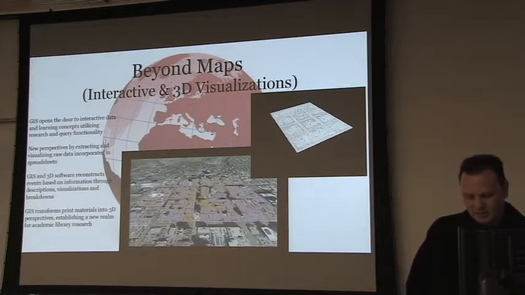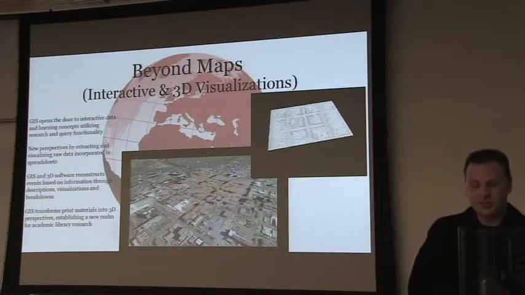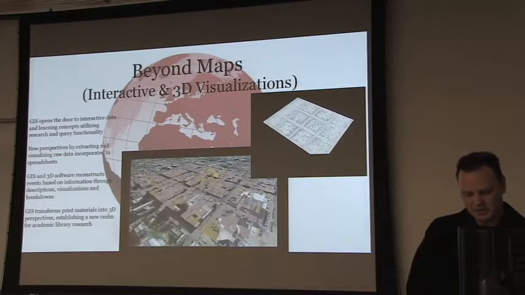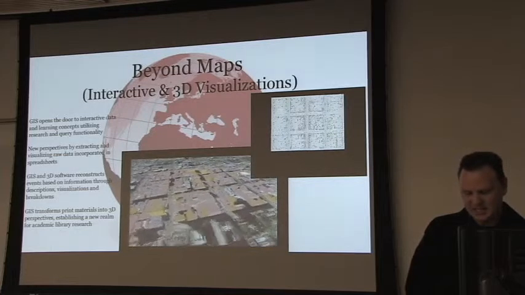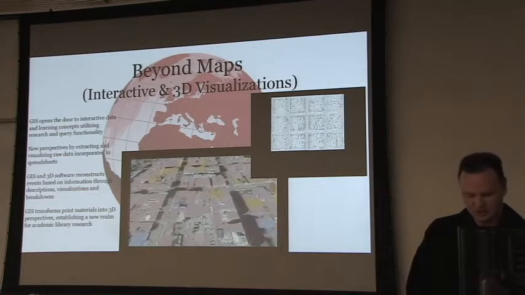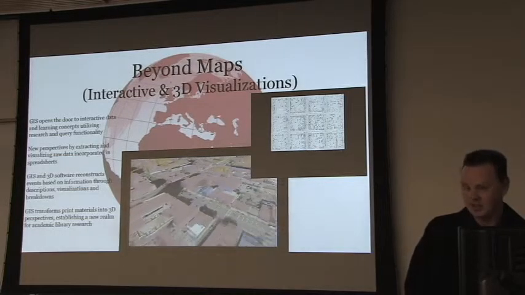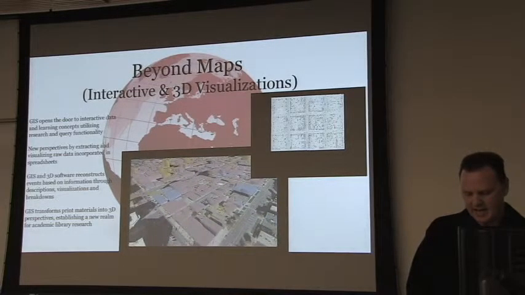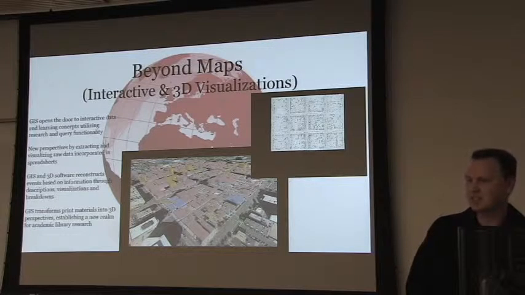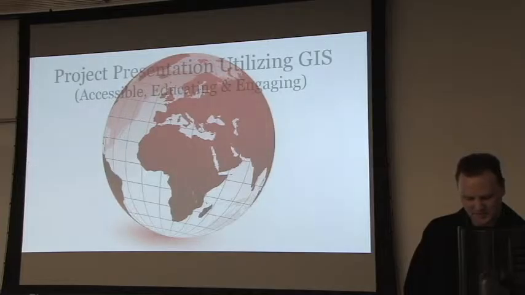GIS also has the ability to bring new light to historical resources by transforming two-dimensional maps and information into three-dimensional perspectives. By scanning and digitally aligning historical maps on a digital model through a process known as georeferencing, a new method for viewing, interacting with, and analyzing valuable collections, historical materials, and resources becomes openly available to researchers of multiple disciplines and simultaneously establishes a new realm for academic library research.